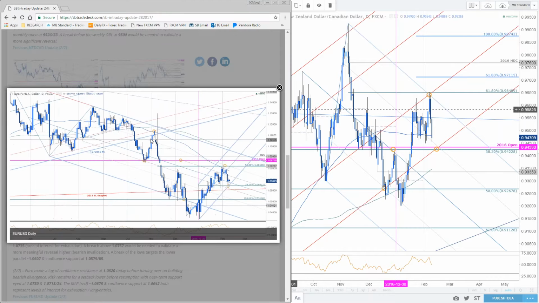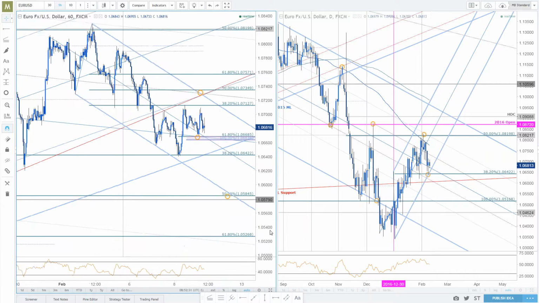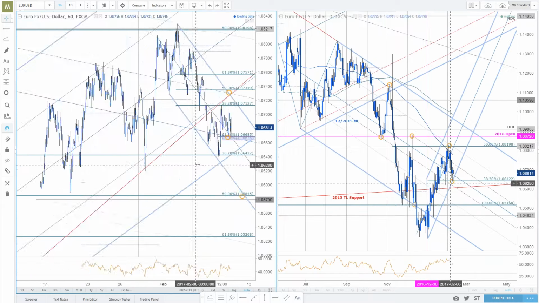Let me start with the daily. So we talked about 108.20. We turned bearish last week. The drawdown was looking for 106.40, and it's uncanny. Euro doesn't usually work this clean, but it did on this turn. Now, I want to note one thing.